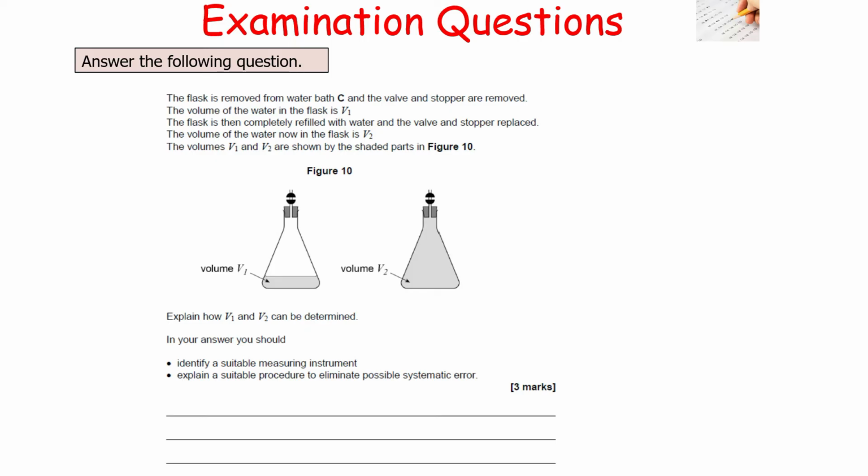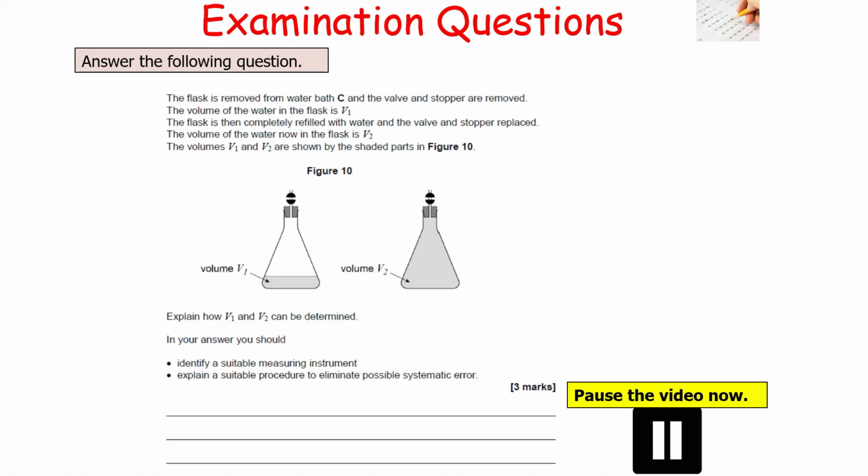The next question says the flask is removed from water bath C and then the valve and the stopper are removed. The volume of the flask is V1. The flask is then completely refilled with water and the valve and the stopper are replaced. The volume of water in the flask is now V2. The volumes V1 and V2 are shaded in parts figure 10. Explain how V1 and V2 can be determined. In your answer, identify the suitable measuring instrument and the suitable procedure to eliminate a possible systematic error. So pause the video now, then unpause the video when you want to go through your answer.